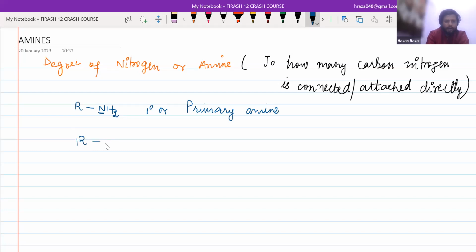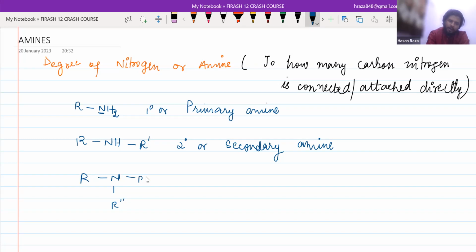If you see RNH and another hydrogen is replaced by R dash, that is 2 degree or secondary amine. Now, if the third hydrogen is replaced by another alkyl group, it will be 3 degree or tertiary amine. And we treat 1 degree, 2 degree, 3 degree amines as different functional groups because they react in different manners with the same reactant. Is that clear?